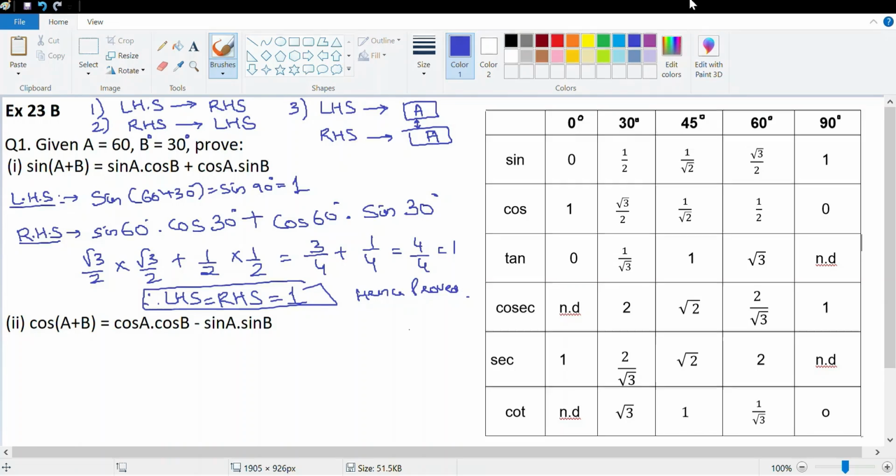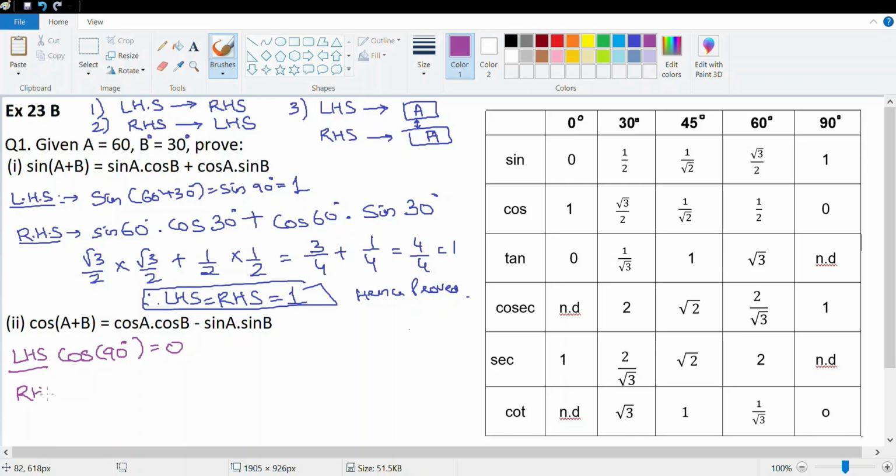The only thing you need to know is how to create this table, and once you've done the table, it's basically substitution. Let's look at the left hand side of our question 1 part 2. Cos A plus B, which is cos 90 degree. In this case, it is equal to 0. Let's look at the right hand side.